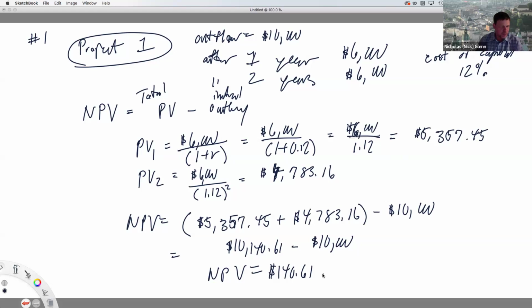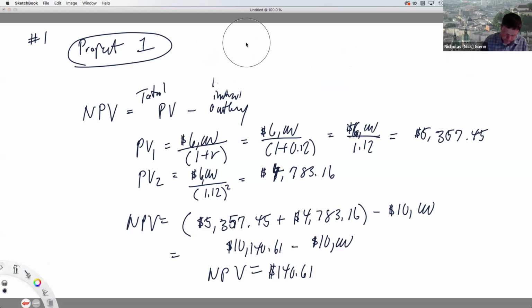But what you want to do here is compare it to this other project. You have this other project that you could potentially spend this money on. So you want to say which one's more valuable. Okay, so let's go ahead and just write down the net present value for project 1. We said it was 140.61. All right. Now we want to do the same thing for project 2.